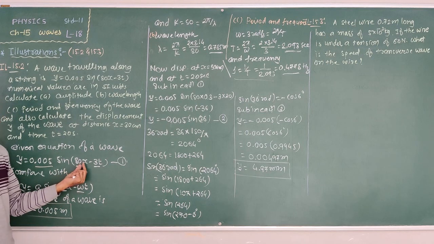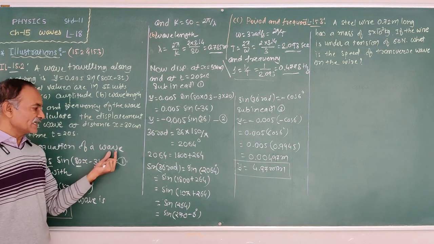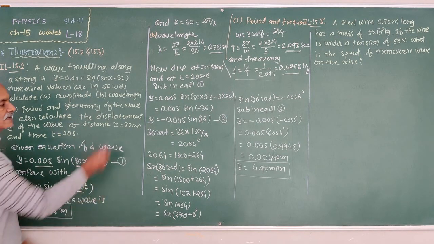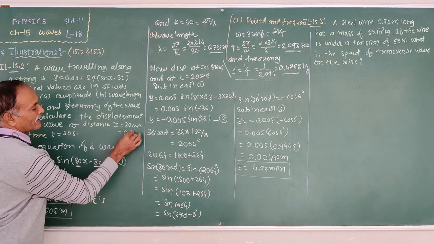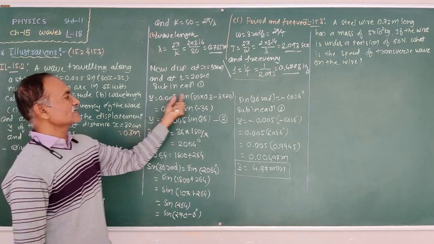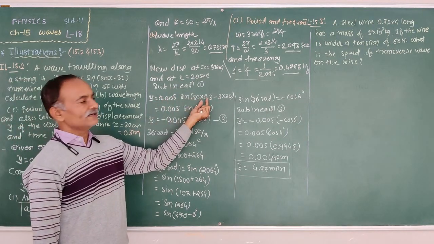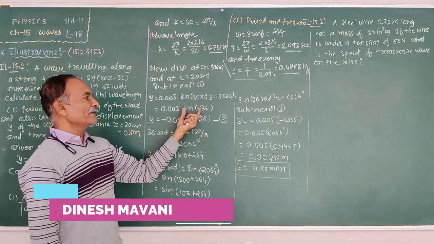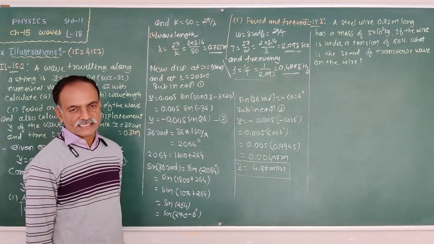Here we substitute the value of x and t, given x is 30 centimeter and t is equal to 30 seconds. Centimeter converted to meter is 0.3. Therefore, y is equal to sin of (80 into 0.3 meter minus 3 into 20 seconds). Therefore, simplification of this is minus 36.